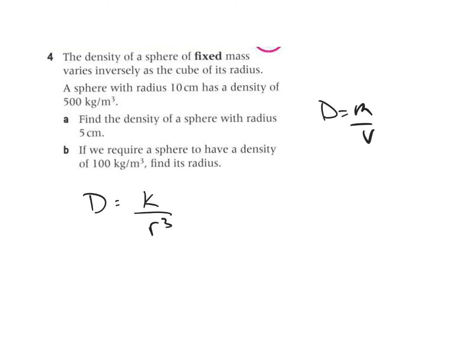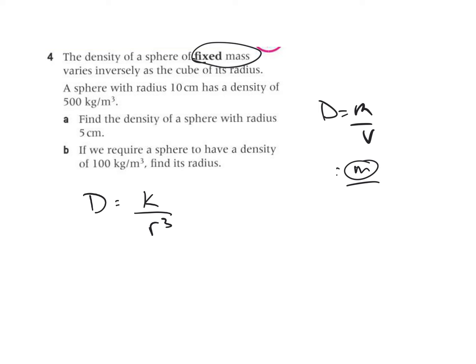Well, the fact that this is a fixed mass means that if the sphere is bigger or smaller, the mass stays the same, it'll always be constant. So we don't worry about the actual size of the sphere. And we also know that the mass is fixed.